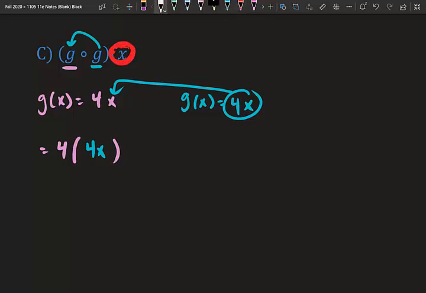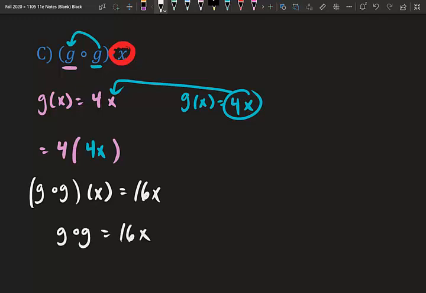We simplify. So we have g composed with g of x equals 16x. You could also write g composed with g equals 16x. When you don't plug any number in, you can write it this way. Both are correct.